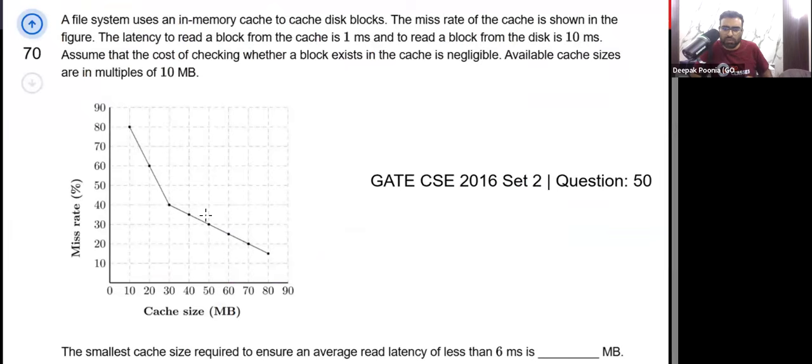Also, we have seen this GATE 2016 question. In this question also, you can see this line is given. Assume that the cost of checking whether a block exists in the cache memory is negligible. Yes or no? So here also you can notice cache memory lookup time, cache memory search time is negligible. Very simple. This question also we have done.